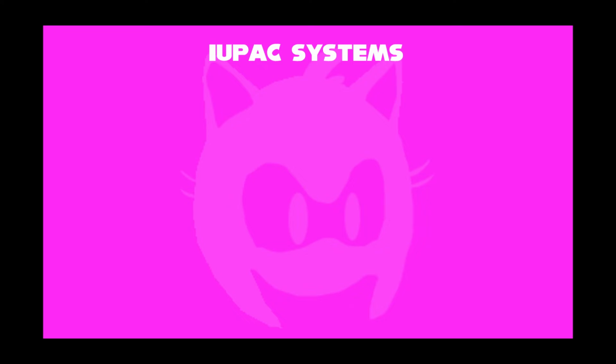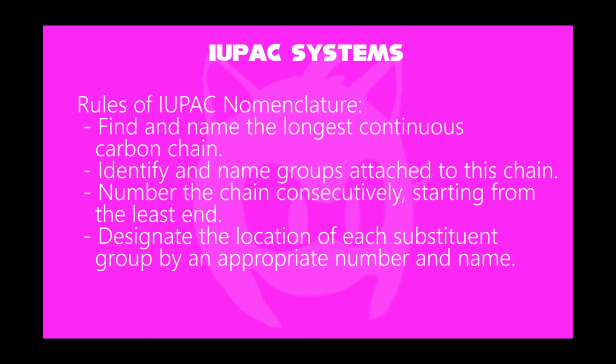First of all, we have to follow the rules of IUPAC names. You have to find and name the longest continuous carbon chain like meth, eth, prop, and so on. Then identify and name the groups attached to this chain.